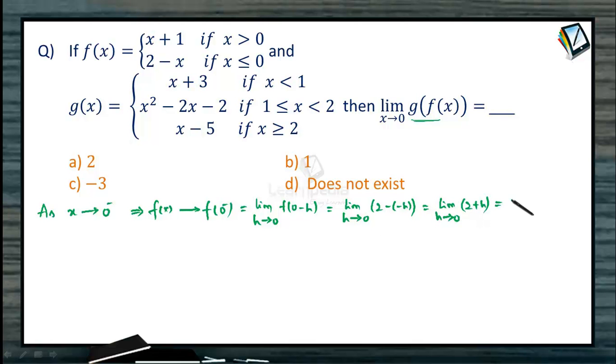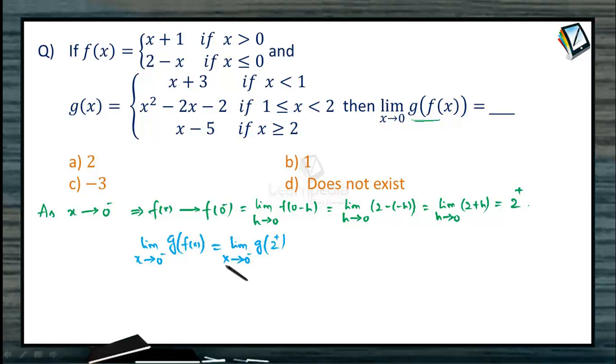As h is positive, this limit is 2 plus a number which is slightly more than 2, because h is positive, right? So as x tends to 0 minus, f(x) would tend to 2 plus, isn't it? Now as f(x) tends to 2 plus, let us calculate the left hand limit of the required function g(f(x)), which would be the same as writing limit x tends to 0 minus of g of, what is f(x) as x tends to 0 minus? Just now we observed it is g(2 plus).